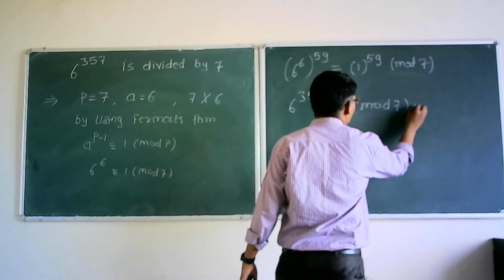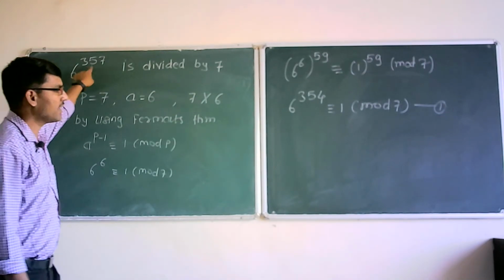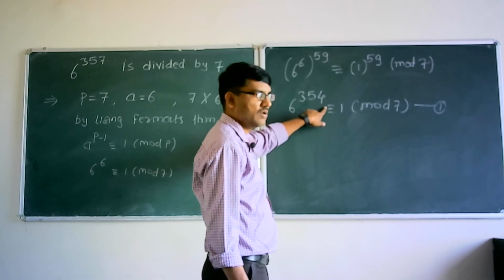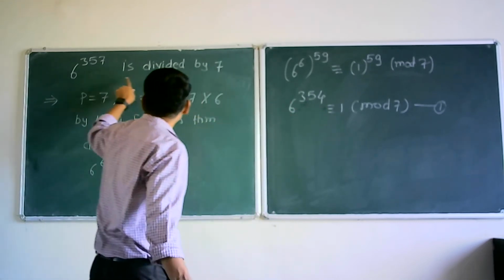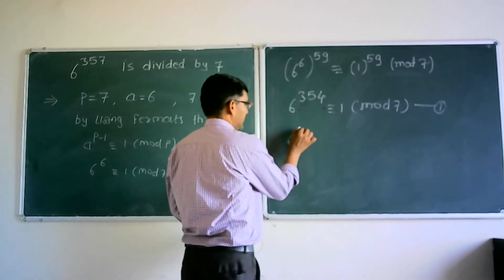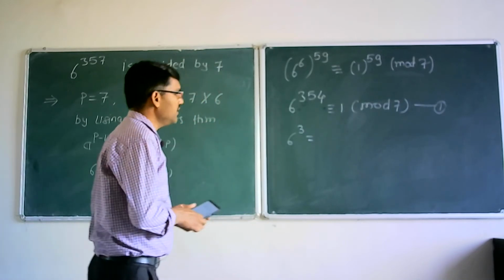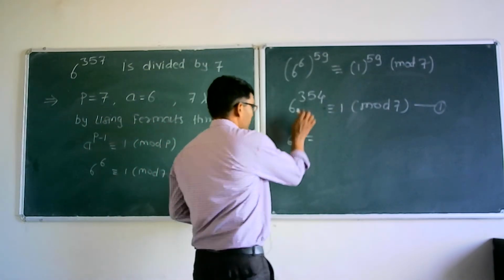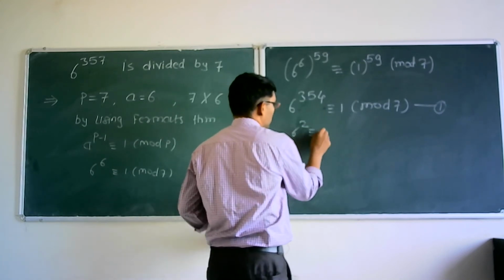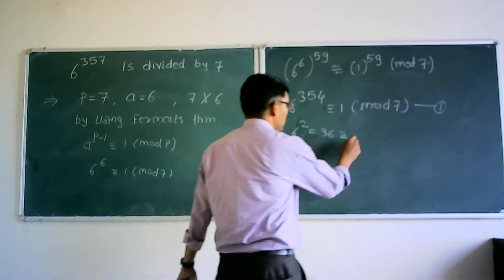This is equation number 1. We have to reach 357, but we have come to 354, so 3 powers are less. So what is 6 raised to 3? You can do one thing: 6 raised to 2 is what? 36, and 36 is congruent to 1 mod 7.